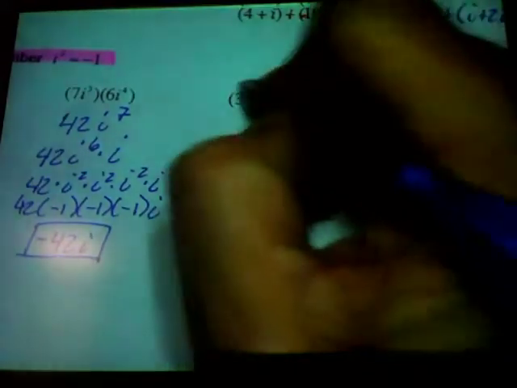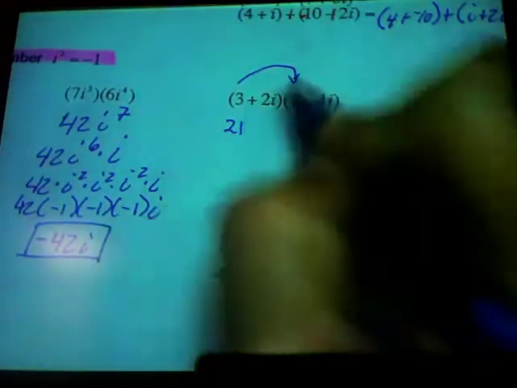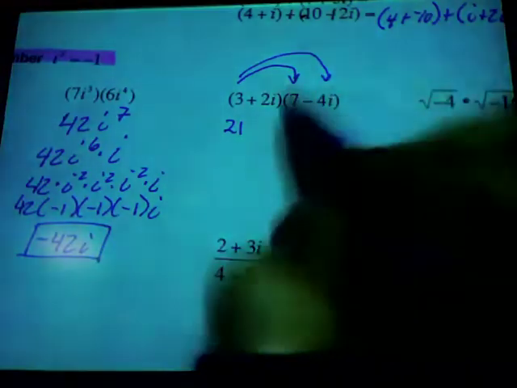FOIL. Yay. So here's what I do when I FOIL. I'm going to line up what are like terms. So 3 times 7 is 21. 3 times negative 4i is negative 12i.